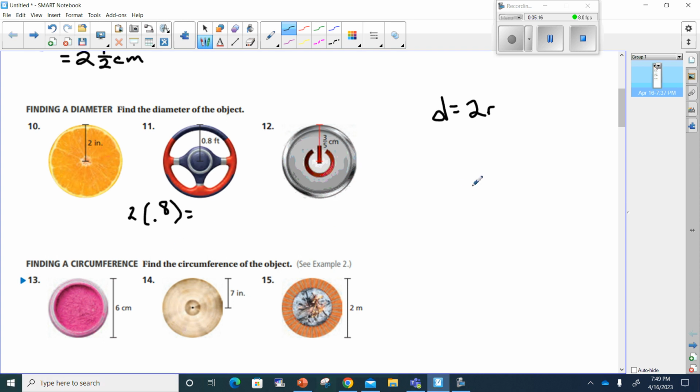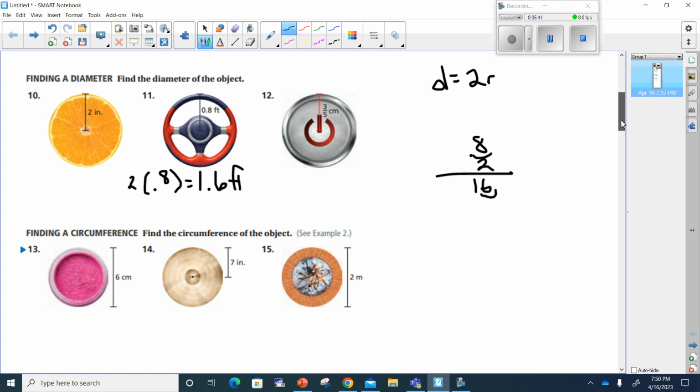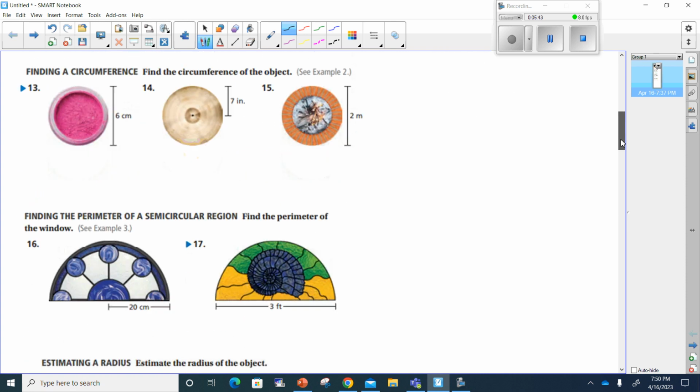What's the best way to check? Well, we take 0.8, let's just practice our multiplication, times 2, we know that's going to be 16, and then we move one decimal over. This is going to equal 1.6 feet. Don't forget your unit of measure. Next, you have, let's see, you have 10 and 12. I'm going to do number 13.